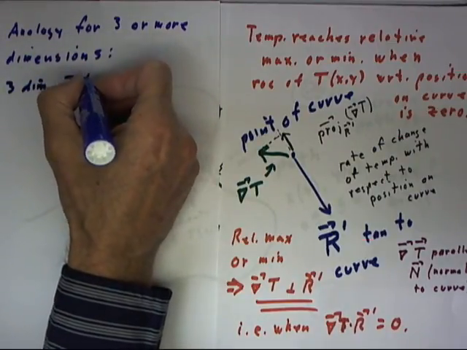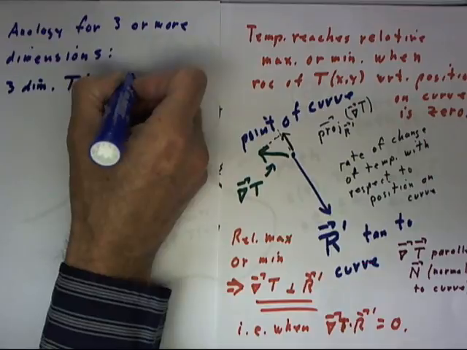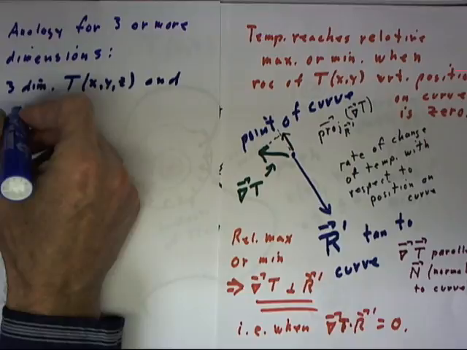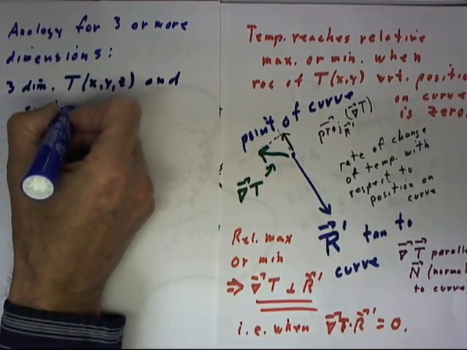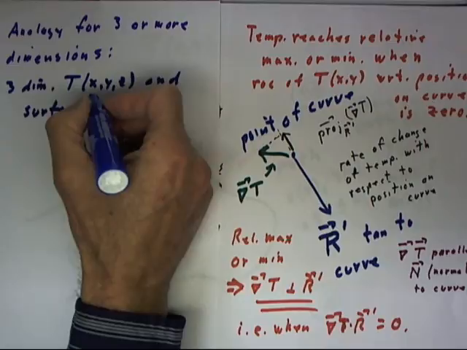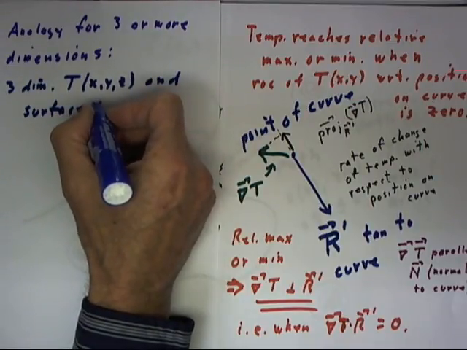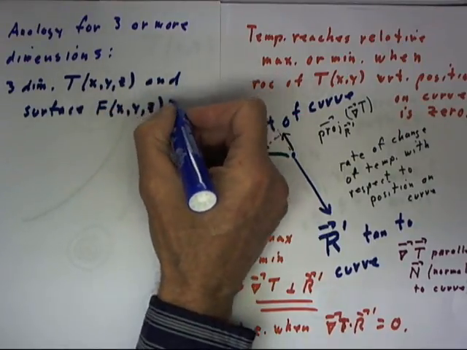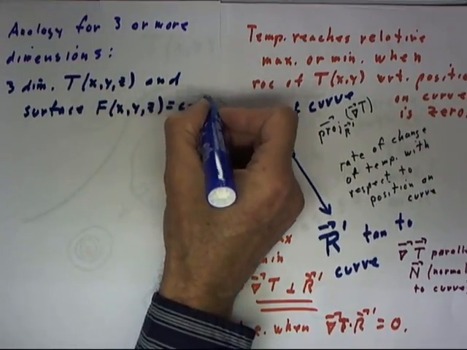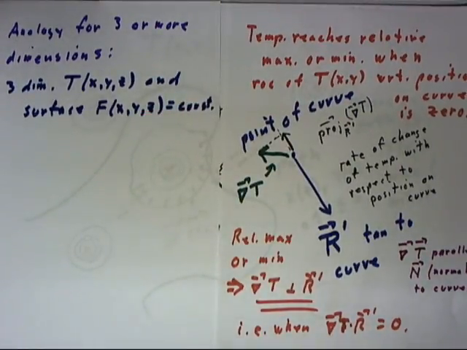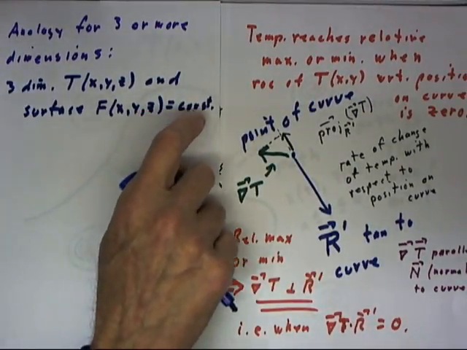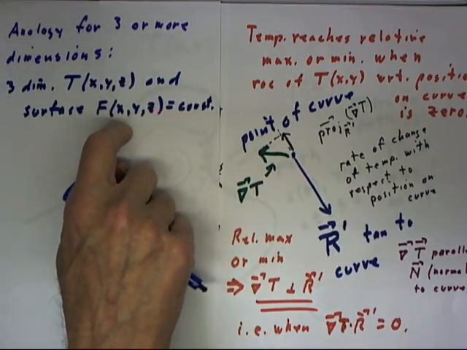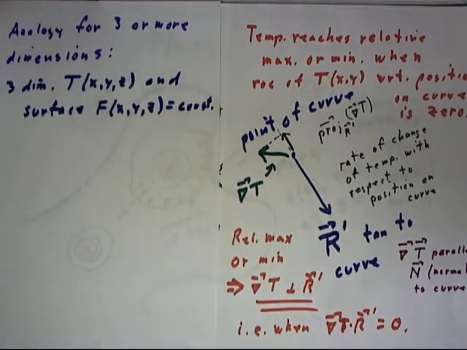Okay, so first of all, in 3 dimensions, let's say we have a function t of x, y, z, and instead of a curve, a surface. And let that surface be given by some function f of x, y, z equal to some constant. And in general, we could bring the constant over on this side. We'd still have a function f of x, y, z if we were to subtract our constant. So it would be f of x, y, z equals 0.